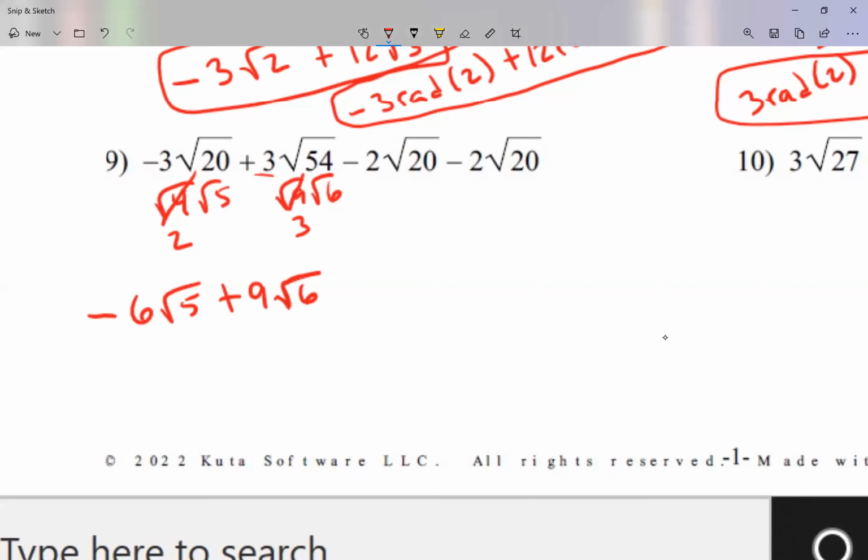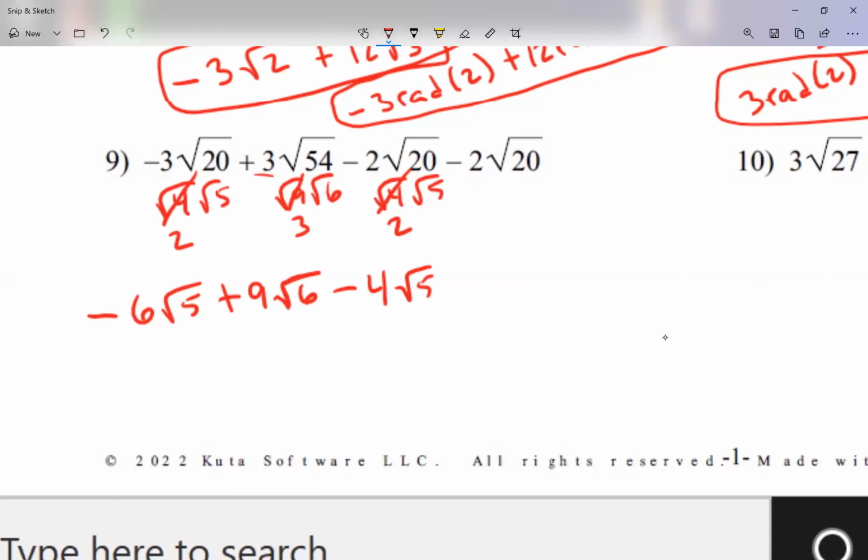Now here I have radical 20. Yeah, I can break that as 4 times 5 because the square root of 4 is 2. Multiply with a negative 2 in the front, that gives me negative 4 radical 5. And on my last one, radical 20, I can break that as 4 times 5. The square root of 4 is 2. Multiply with the negative 2 in the front, gives me negative 4 radical 5.